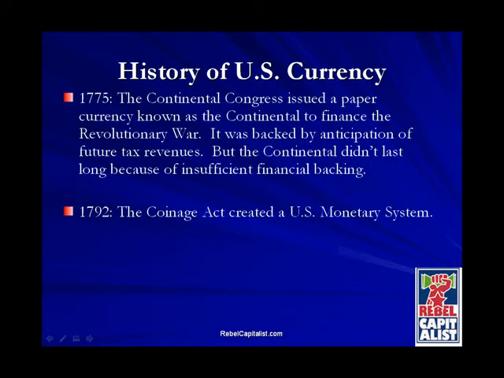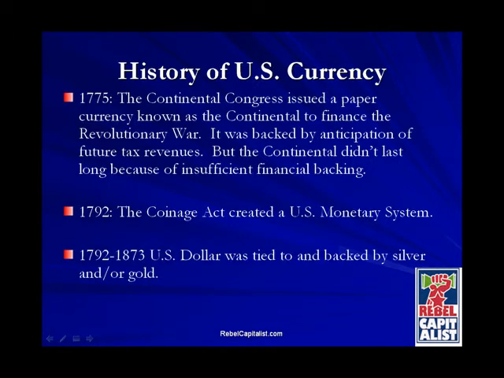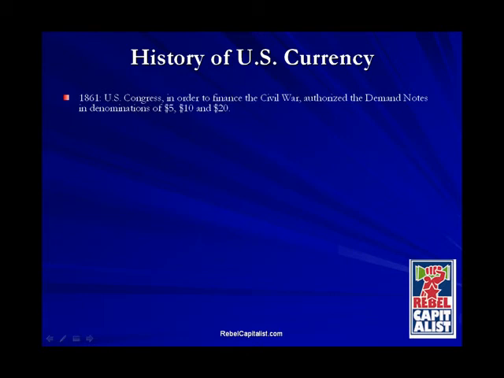So in 1792, the Coinage Act, and I believe this was brought about by Alexander Hamilton, created a U.S. monetary system. Now, starting in 1792, approximately through 1873, the U.S. dollar was tied to and backed by silver and or gold. So in 1861, U.S. Congress, in order to finance now the Civil War, authorized demand notes in denominations of $5, $10, and $20.